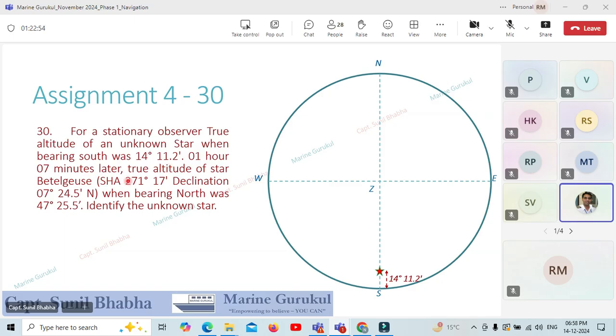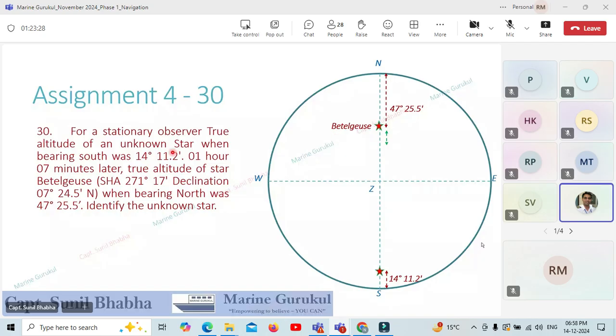Now 1 hour 7 minutes later, the star Betelgeuse was bearing north. North bearing is Z to N, and the altitude of star Betelgeuse was 47°25.5'. So N is the point on the horizon, 47 degrees 25.5 minutes away from it. 47°25.5' is where we have Betelgeuse. So we have Betelgeuse also in our rational horizon diagram.